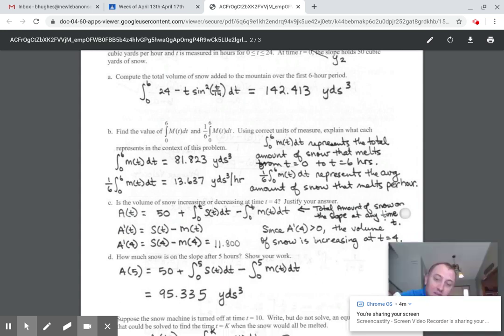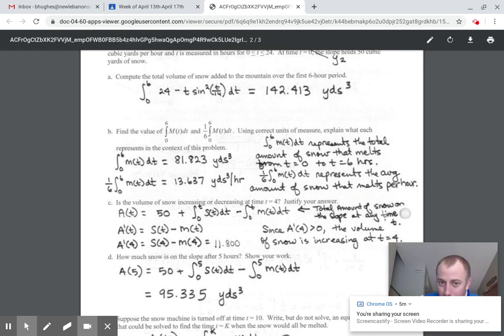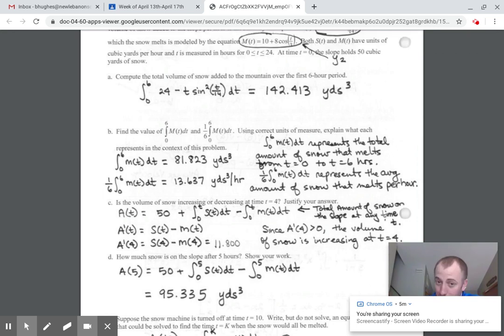All right. So, second part, find the value of the integral from 0 to 6 of M of t, and then 1 over 6 times the integral from 0 to 6 of M of t, and then explain what each of those represent. So the integral from 0 to 6 of M of t, just plugging that into the calculator would be 81.823. That represents the total amount of snow that melted from 0 to 6 hours. And then 1 over 6, because 6 minus 0 is just 6. 1 over 6 times the integral from 0 to 6 of M of t would be 13.637. That is the average amount of snow that melts per hour.